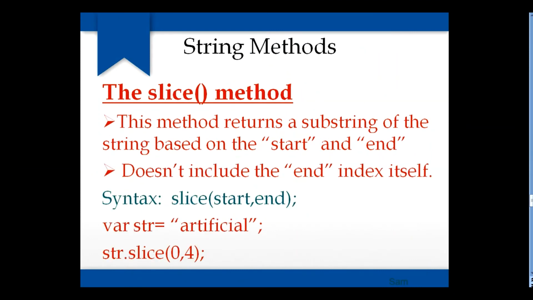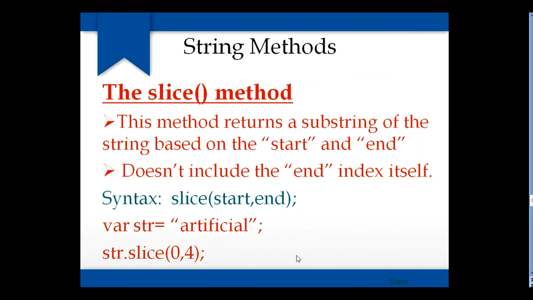Now the slice method. This method returns a substring based on the start and end values, and it doesn't include the end index itself. For example, see "artificial", the given string. str dot slice 0, 4. 0 is the starting index and 4 is the ending index. 0, 1, 2, 3, 4: ARTIF. But the end index is not included, so F is not included in the output. ARTI will be the output.